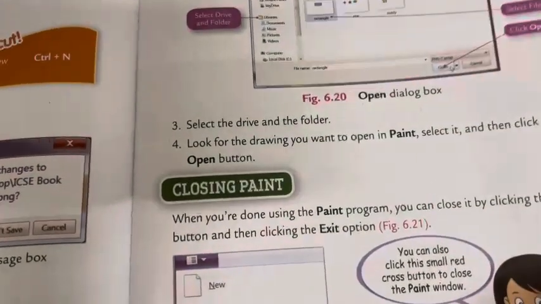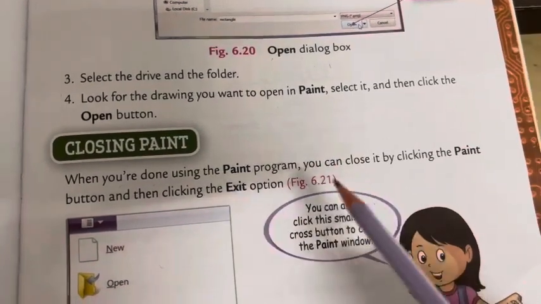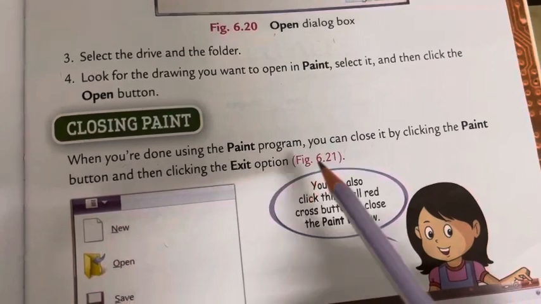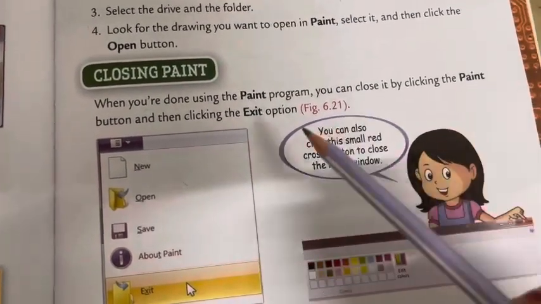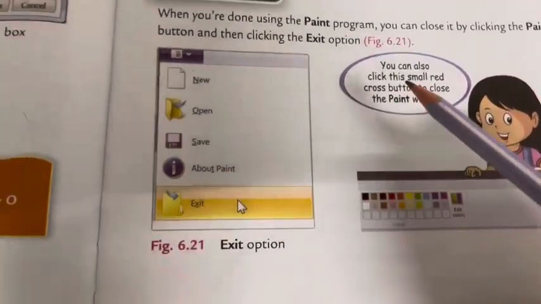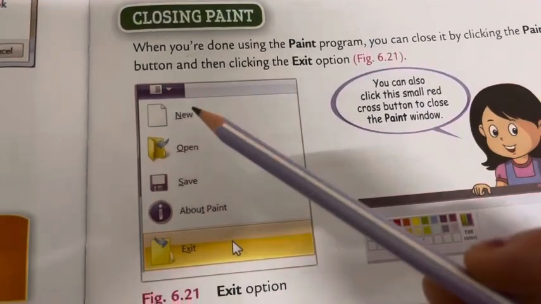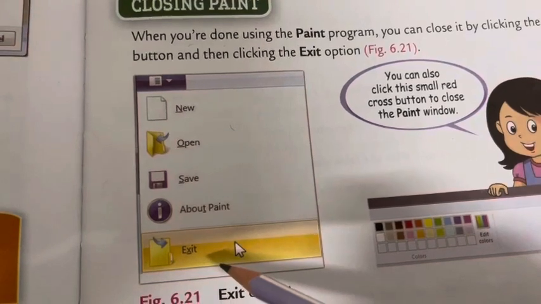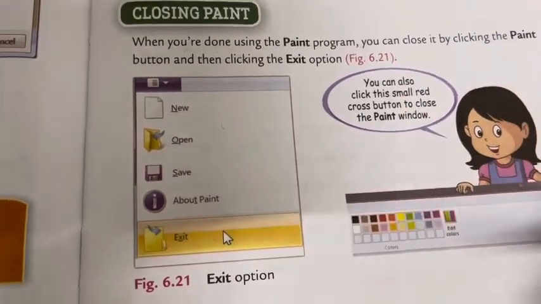Closing Paint. How will you close Paint? When you are using the Paint program, you can close it by clicking the Paint button and then clicking the Exit option. You can exit directly by clicking on the close button, but there is a procedure to exit from the Paint program. In a similar way, we click on the Paint option and then there will be an option of Exit. When you click on the Exit option, you will exit from Paint.